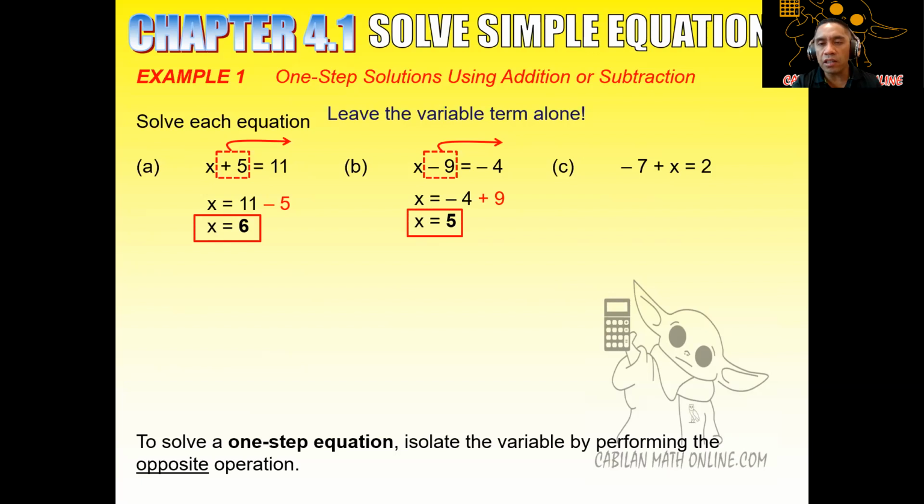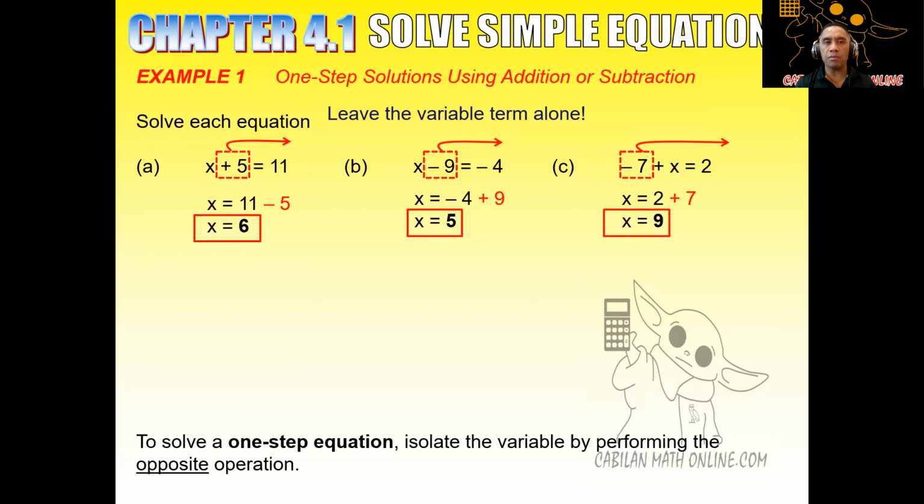Now for part C, the only difference with this question compared to the other two is that the x happens to be in a different location, but you're going to see that the technique is exactly the same. So I'm going to leave the x where it is, and you notice that what we have there is a negative 7. So we're going to take the negative 7, move it to the other side, and then add to the 2 that's already there. So what we wind up getting there is x equals 9.